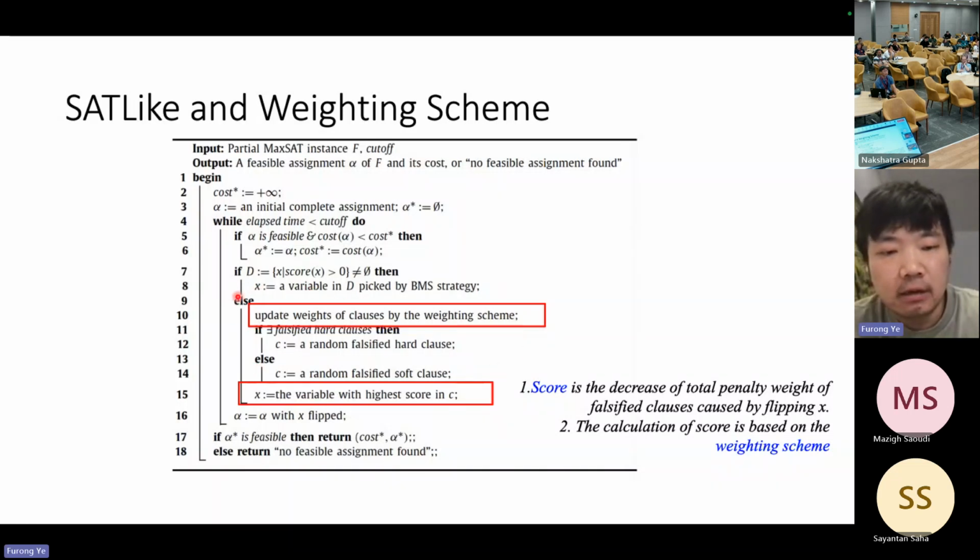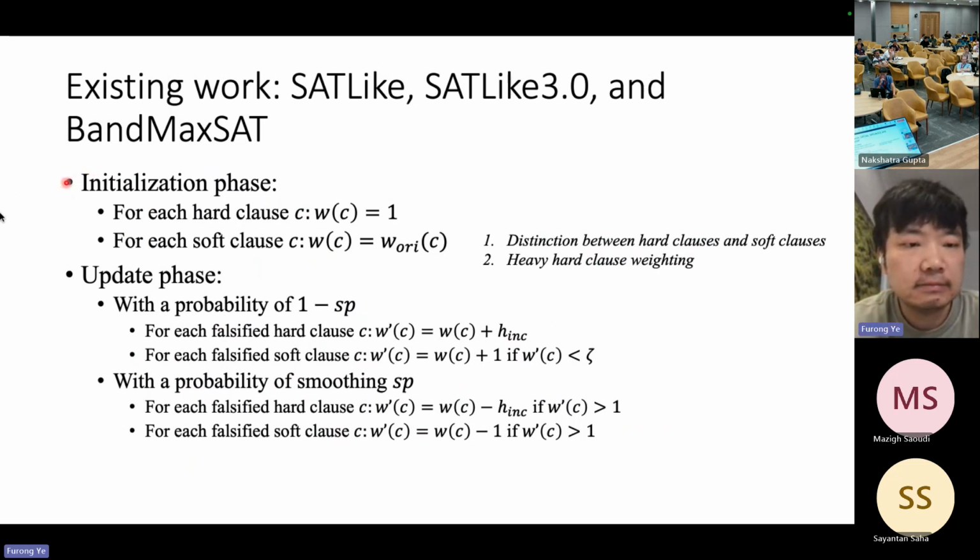And in this case, the weights of each clause will be updated by the weighting scheme. Here the weights in the weighting scheme are different from the weights of the clauses in the problem. After that, the greedy strategy will be applied to select a variable with the highest score. As a note here, the score is the decrease of the total penalty weights of falsified clauses when we use the weighting scheme to calculate the scores.